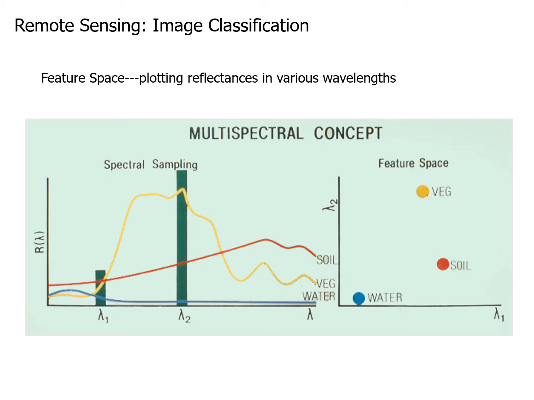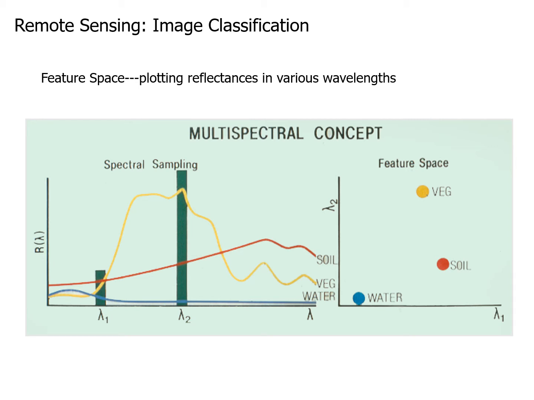Vegetation has a low value for wavelength 1 and a very high value for wavelength 2. And so it's plotted a little darker than soil in the feature space, but much higher in terms of wavelength 2.